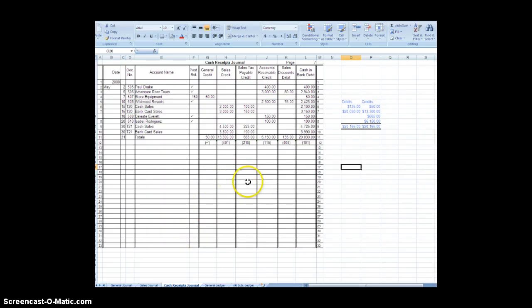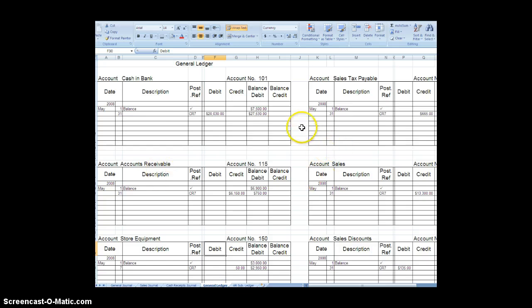Okay, so now this is what your cash receipts journal should look like. You should have account numbers in parentheses under each one of these. And now I'm going to show you the general ledger, and you can go ahead and check your balances here. So if you look, your cash in bank should be $27,530 after you posted the debit. Your accounts receivable should be $750, and we're going to highlight that.